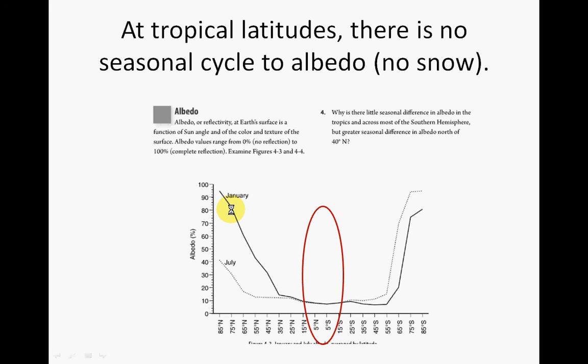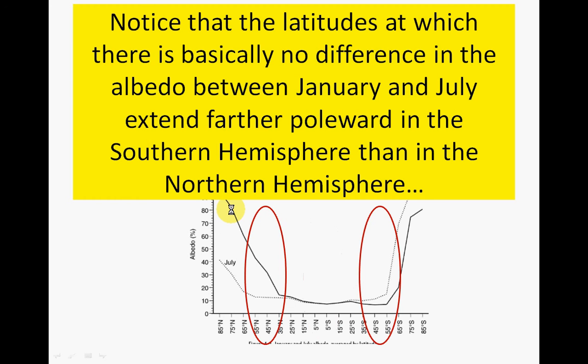Notice that the latitudes at which there's basically no difference in the albedo between January and July extend farther poleward in the southern hemisphere than in the northern hemisphere. Look at 45, 50 degrees south, almost down to the coast of Antarctica. There's still almost no annual cycle to the albedo. In contrast, even as far equatorward as 35 degrees north, you start seeing a difference between the seasonal cycle in July and in January. I don't know why the book makes a big deal about this.